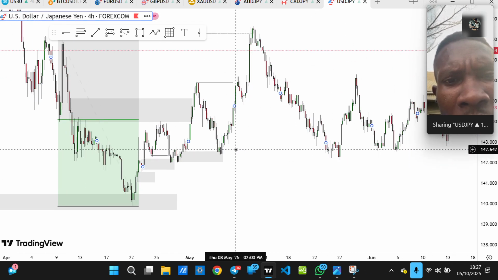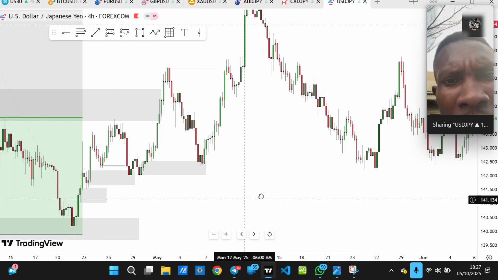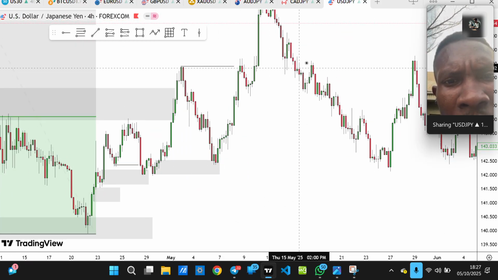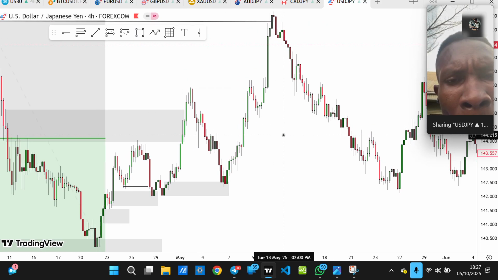Because why? This low failed to break structure to the upside. You can see that it applies to both sides. If a high fails to break structure to the downside, we have to take it. If a low fails to break structure to the upside, we still have to take it. So if it is a liquidity grab that was created, we still have to take it. So it's just two ways. Either it breaks structure or it takes liquidity.